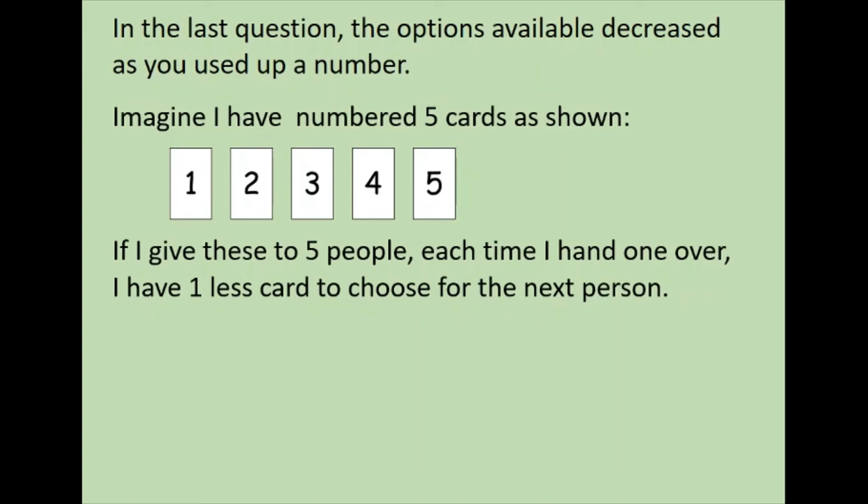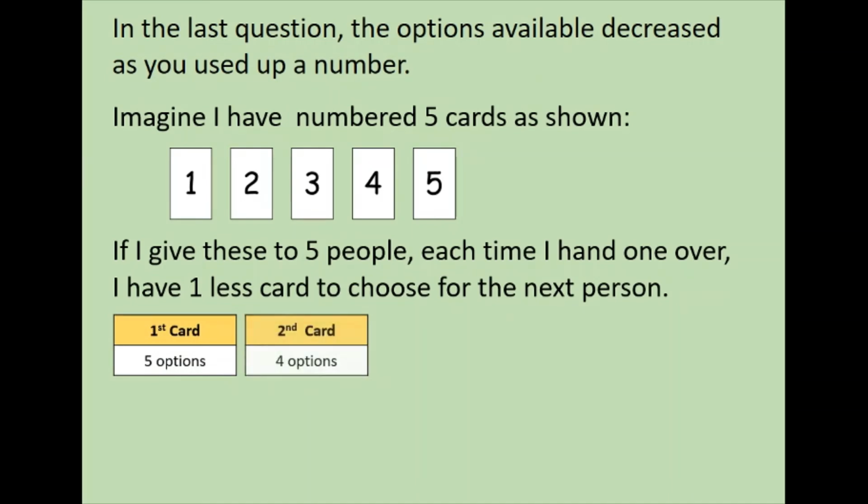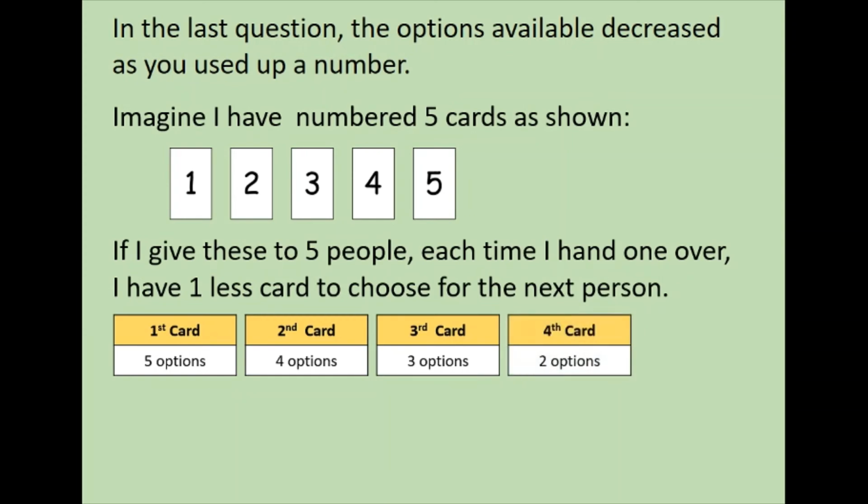So my first time I hand one out, I've got 5 cards to choose from. But when I go to my second person, I'm only going to have 4 cards left. I go to my third person, I'm only going to have 3 cards left. Then I'll only have 2 cards left. And when I go to my final person, I've got this 1 card that I've got to hand over. It's the only choice I have.